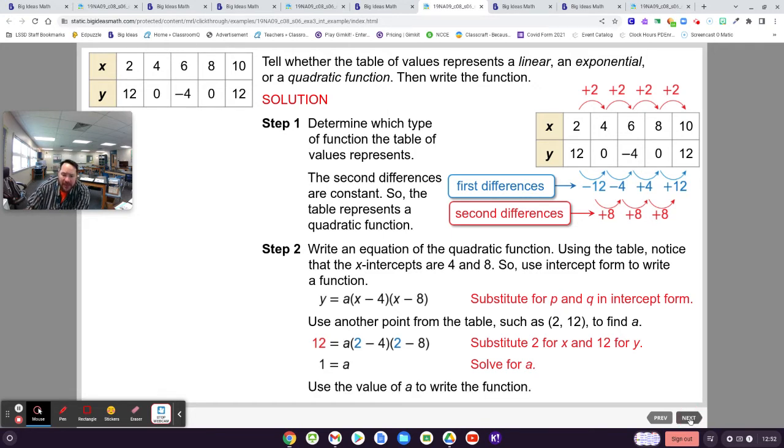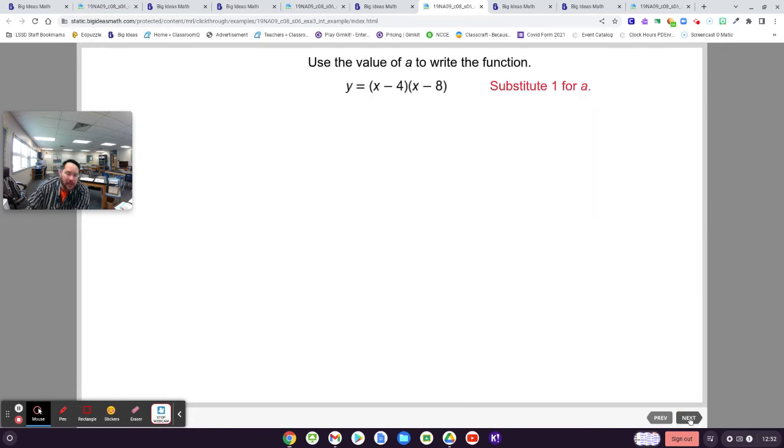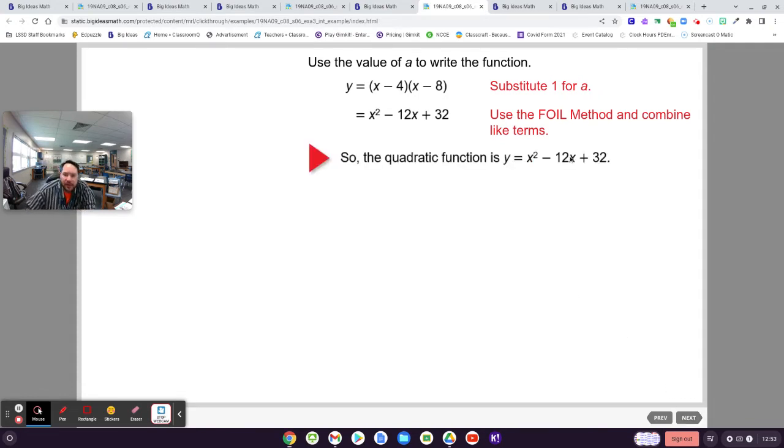Then you still have to multiply it all down. So then you multiply out 1 times (x minus 4)(x minus 8), and what you get is our standard form for our quadratic equation. Okay, so that was a great example. Hopefully you added that to your notes. And now you get to try one yourself.